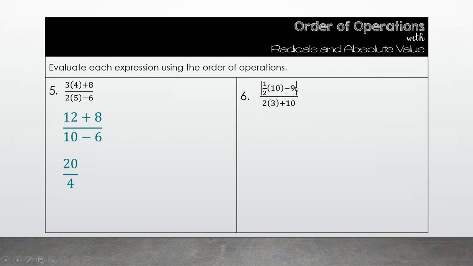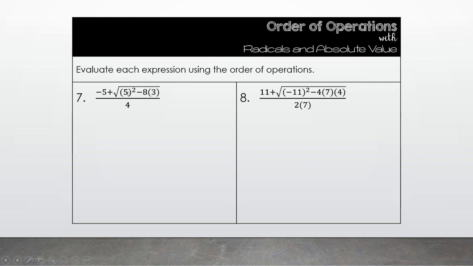Number 6, evaluating the absolute value. Half of 10 gives us 5. And then in the denominator, 2 times 3 gives us 6. Inside the absolute value, then taking 5 minus 9 gives us -4. Then taking the absolute value of -4, we get 4. Up here in the denominator, 6 plus 10, we simplified to 16. So 4 over 16 can be reduced to 1/4.